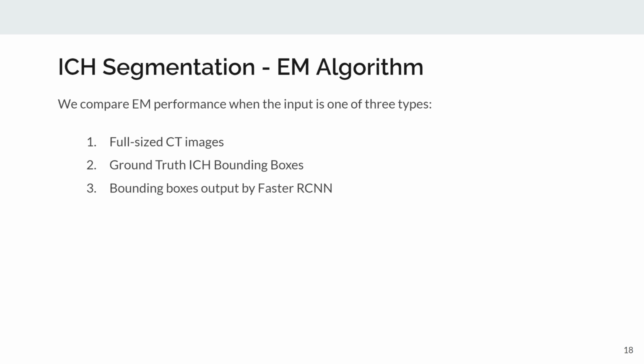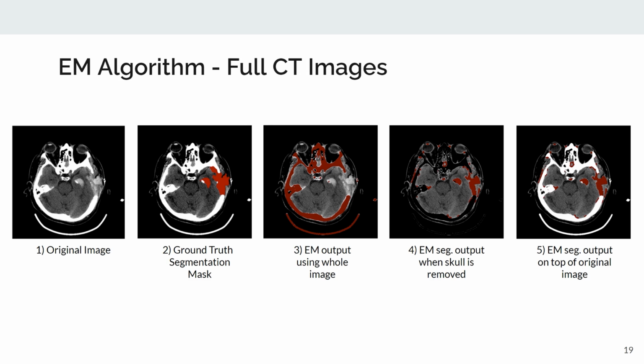And for ICH segmentation, we use the EM algorithm in 3 variants. We have first full-size CT images, then we have ground truth boxes, and then bounding boxes output by Faster RCNN. So here, if you use the full-size CT images, we can see why it is not such a good idea. The image in the middle, image 3, shows the EM output using the whole image, which is clearly not as accurate as it should be, as is shown in the ground truth segmentation mask.